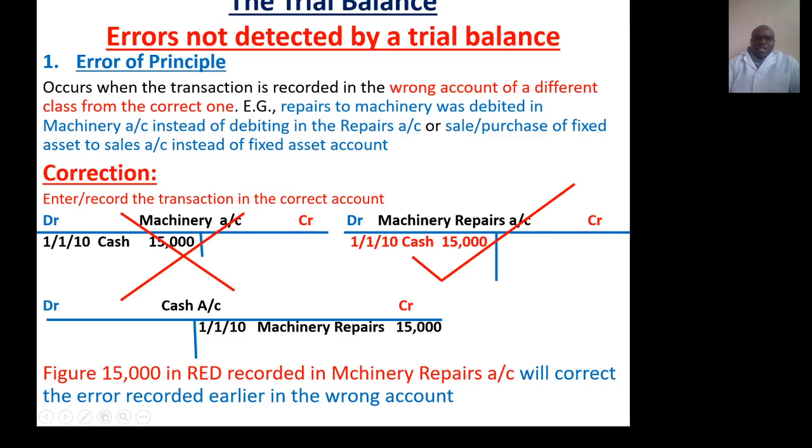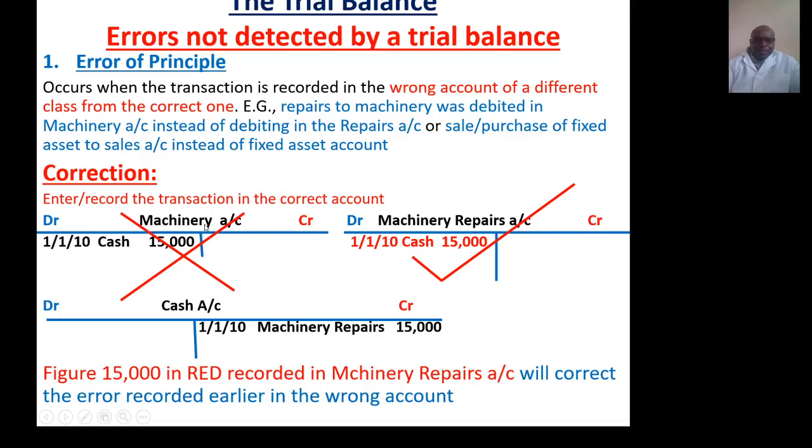It occurs when the transaction is recorded in the wrong account of a different class from the correct one. For example, repairs to machinery was debited in machinery account instead of debiting in the repairs account. Or a purchase or a sale of fixed asset to sales account or purchases account instead of a fixed asset account. We look at an example. We correct the error by recording it in the correct account.